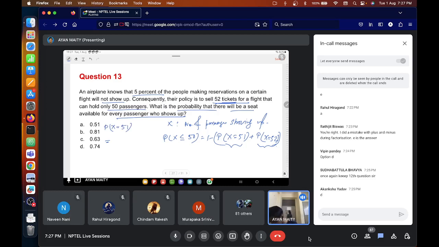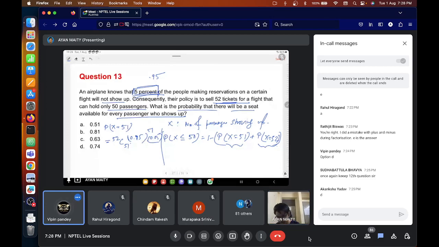So we know this 5%. So this is basically a binomial distribution. Out of the 52 tickets bought, 51 passengers are showing up. What is the probability? So out of 52, 51 persons are showing up: 52C51. What is the probability of showing up? 5% is the probability of absence, so the probability of showing up is 0.95. So with 0.95 probability, 51 persons are showing up, and with 0.05 probability, one person is not showing up.